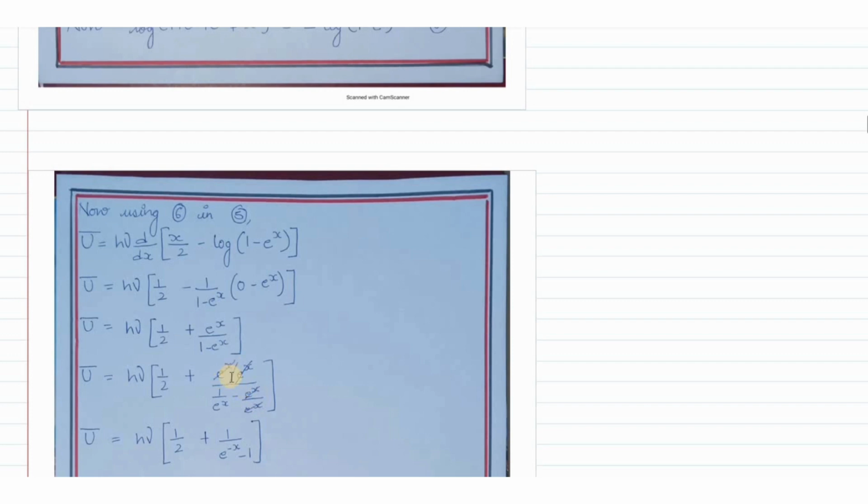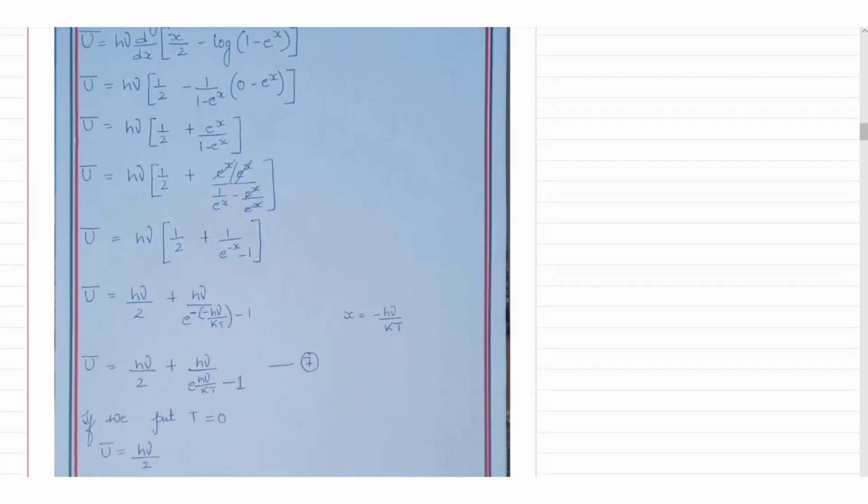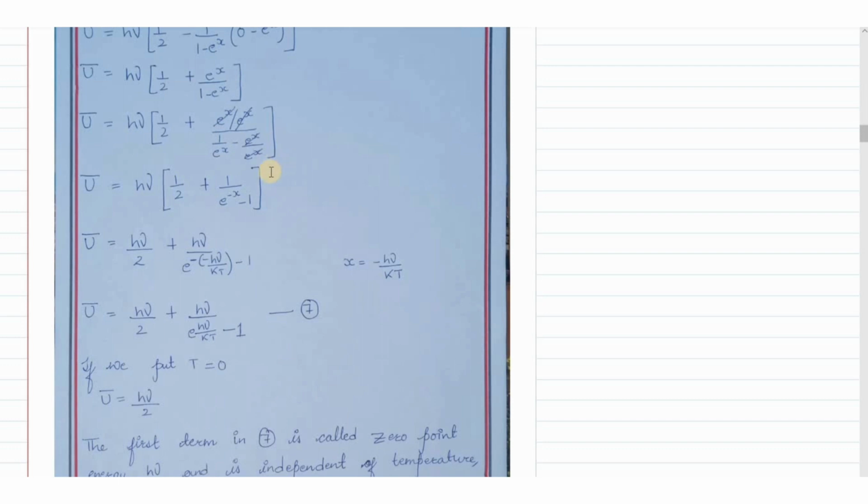This e to the power of x and this e to the power of x get cancelled, and this e to the power of x and this e to the power of x get cancelled. So u bar is equal to h nu times 1 by 2 plus 1 by this e to the power of x. When we take this up, we get 1 by e to the power of minus x minus 1. U bar is equal to, multiplying by h nu inside this bracket, h nu by 2 plus h nu by e to the power of minus x minus 1.